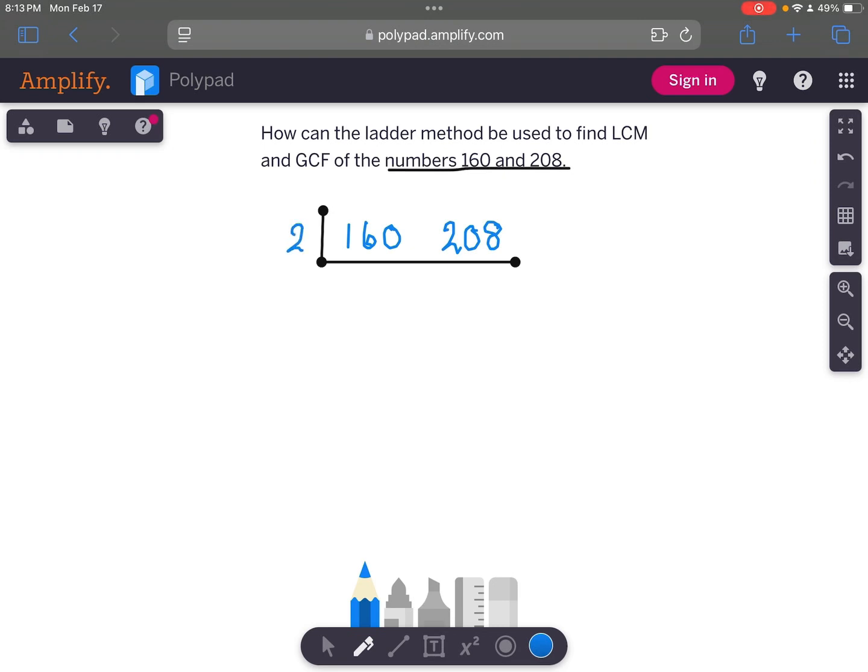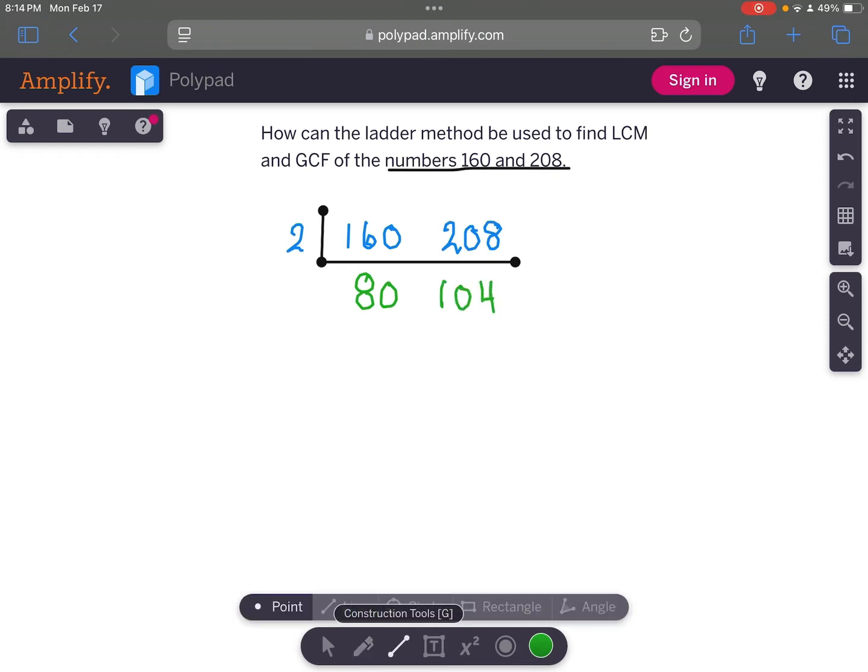So when we get to this part, we are dividing 160 by 2. So 160 divided by 2, what would it be? It would be 80. We have 80 right there. What would be 208 divided by 2? It would be 104. We would go into our next part. We're going to continue building our ladder.